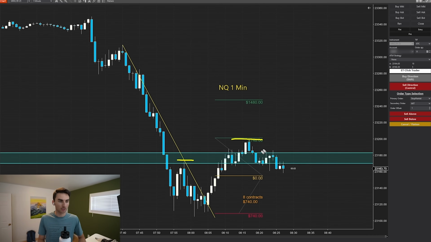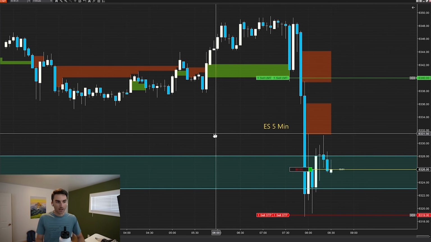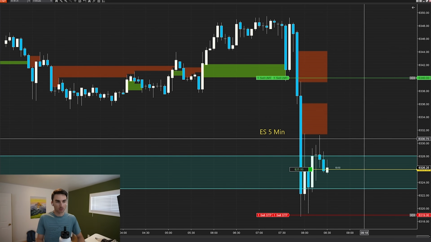Like the NASDAQ here made a new high versus the ES actually didn't. It basically made a double top. So just kind of waiting for that to play out. And that's kind of the hard part about trading.